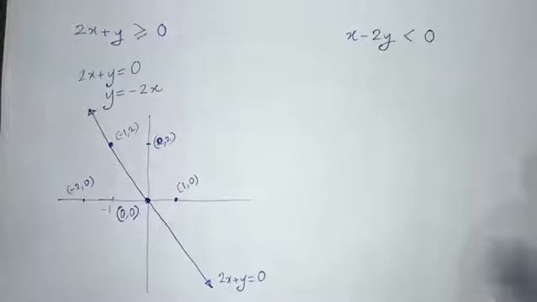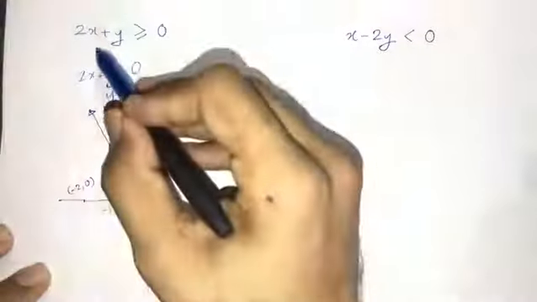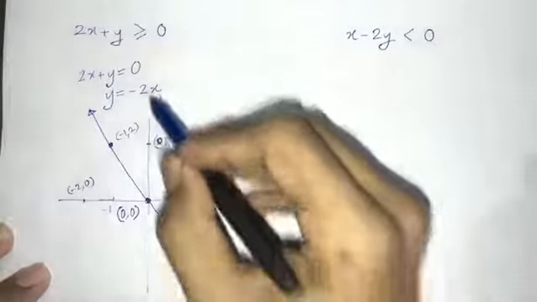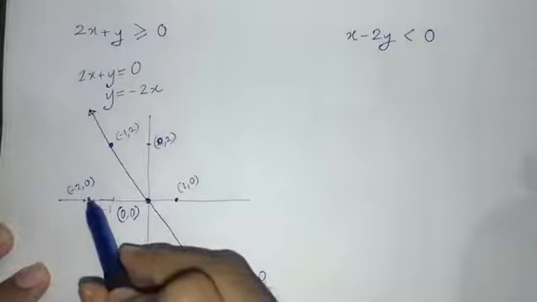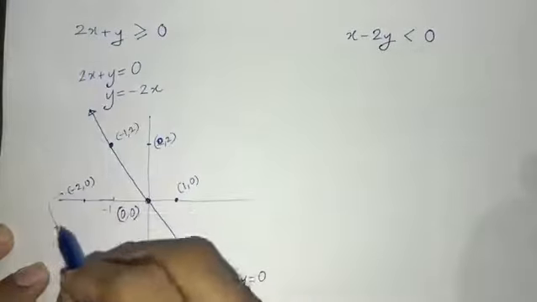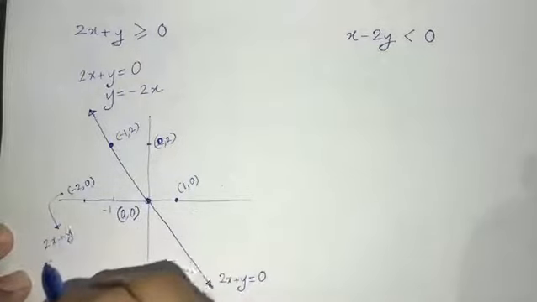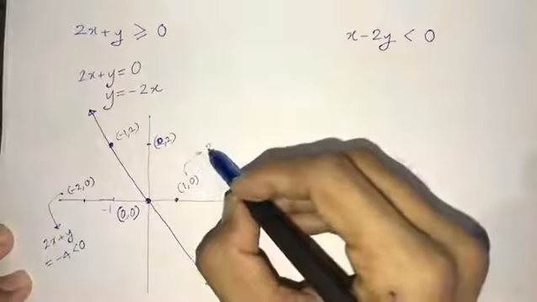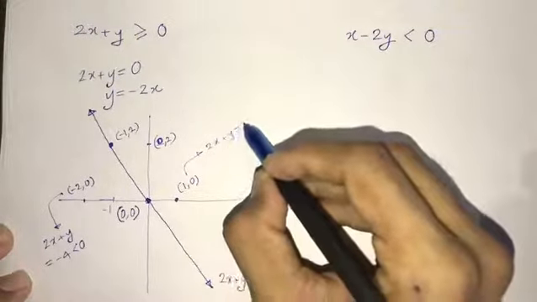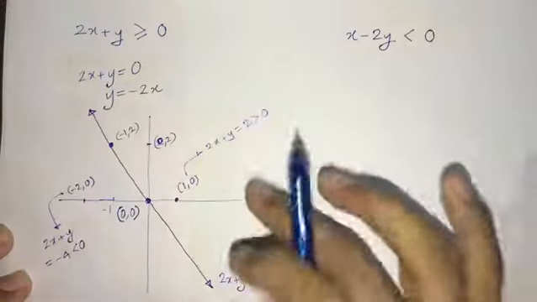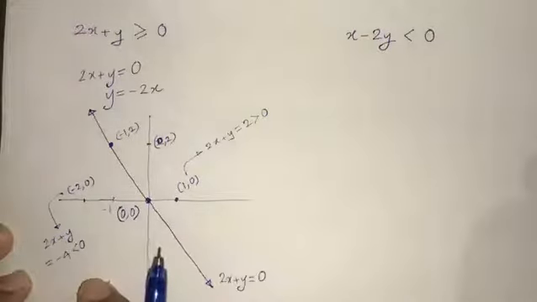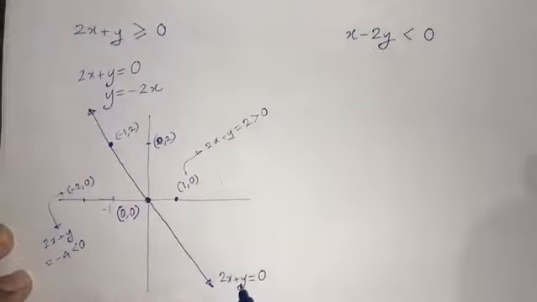So if I take 1 comma 0 and put it here, I get 2 greater than 0. 2 greater than 0 is true, satisfies. 0 comma 2 satisfies. If you take minus 2 comma 0 and find out 2x plus y, what you're going to get is minus 4. Minus 4 is less than 0. If you take this, what you get is 2x plus y equal to 2, which is greater than 0. So this side the points will be satisfying 2x plus y greater than 0. This side the points will be satisfying 2x plus y less than 0. The points on the straight line will obviously satisfy 2x plus y equal to 0.